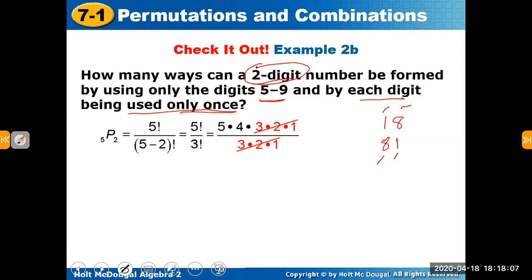If they would have said that a repetition of the number was allowed, then we would have to use a different method. By the fundamental counting principle, it would have been an easier method.